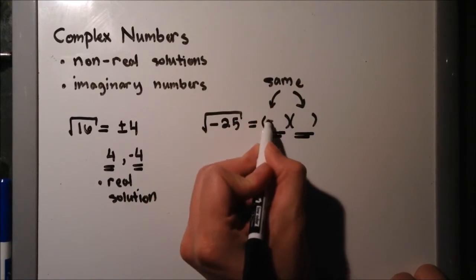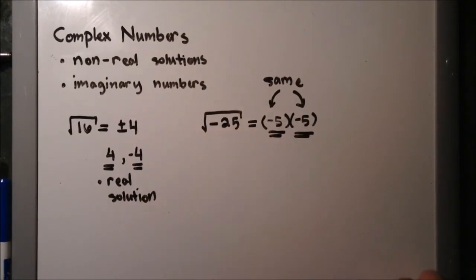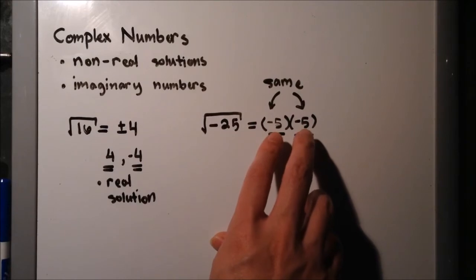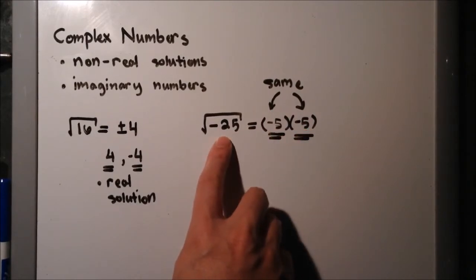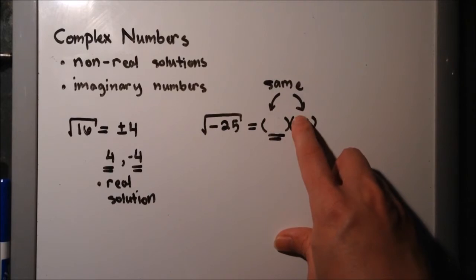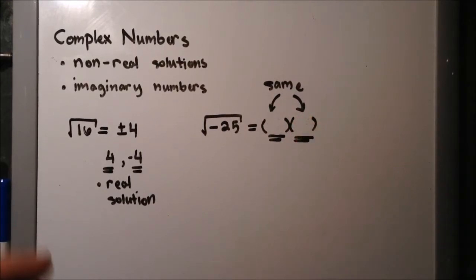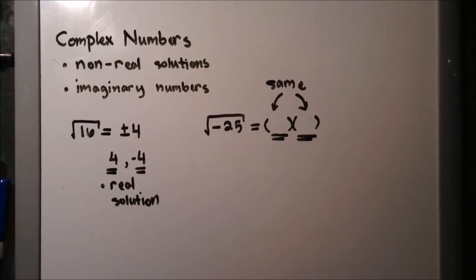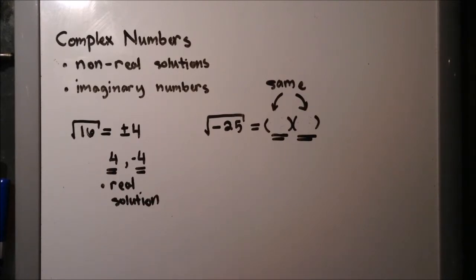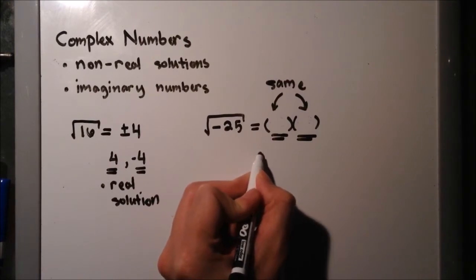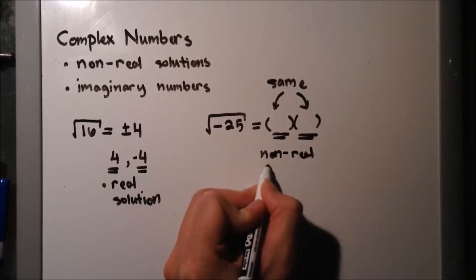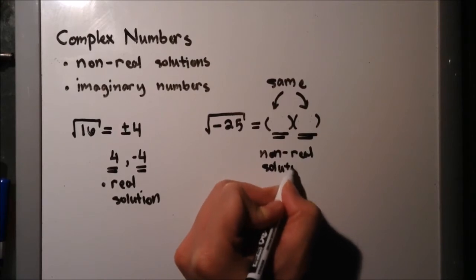But what happens if you say negative 5 and negative 5? Well, you have to think about it. When you're multiplying two negative numbers, negative 5 times negative 5, that's a positive 25. But we start off with negative 25. So that can't be the case. And we already know for sure a positive 5 times a positive 5 will give you a positive 25. So that can't be the case. Again, we have a square root of a negative number. So here we're going to have a non-real solution because we're doing a square root of a negative number.